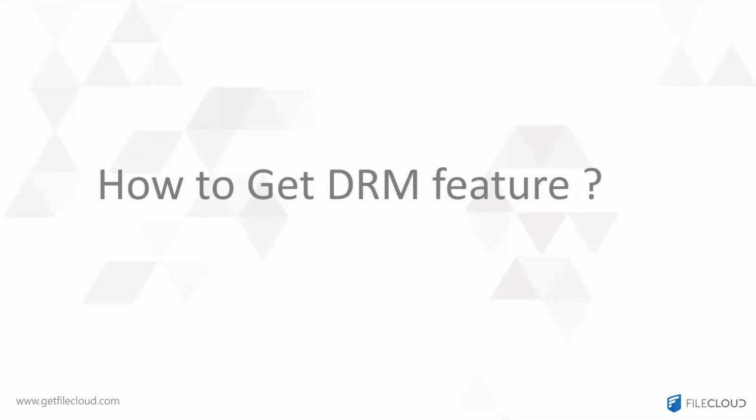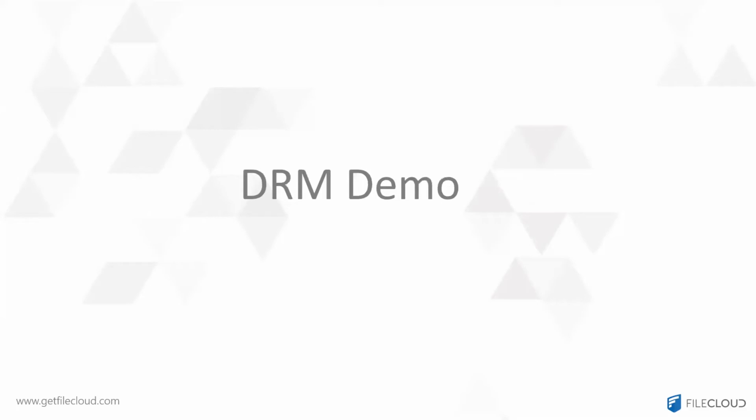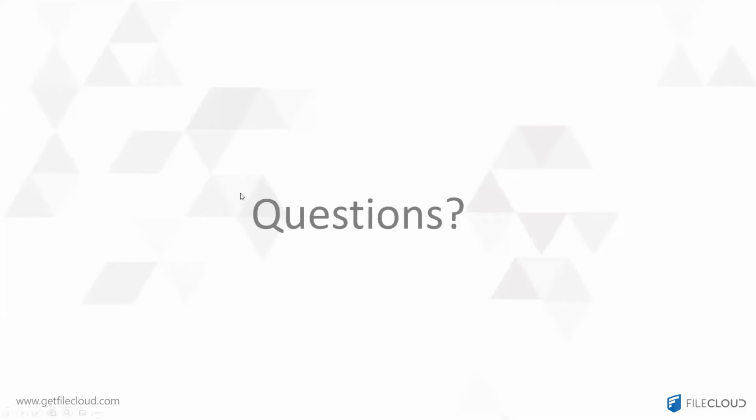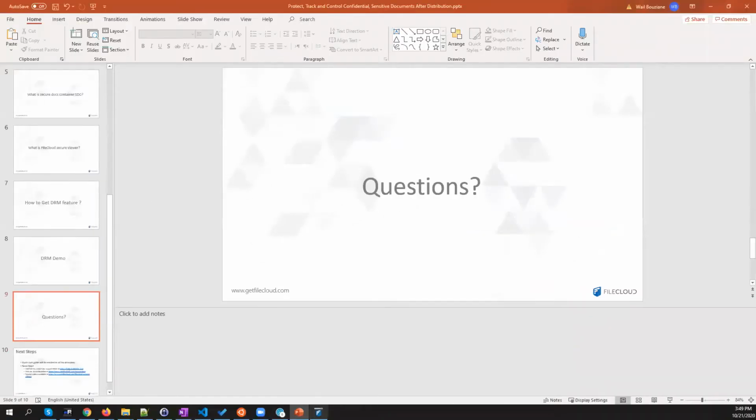Now, how to get the DRM feature inside FileCloud? The DRM feature is part of the FileCloud Enterprise Plan. As soon as you get an Enterprise license, DRM will be enabled automatically for you. Let's get into a product demo quickly.